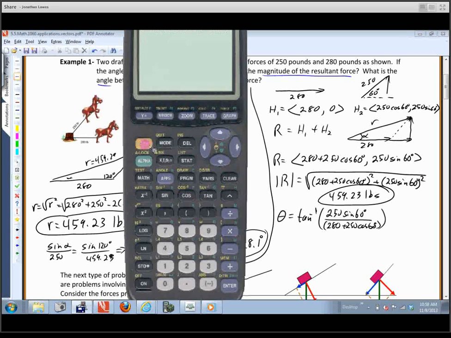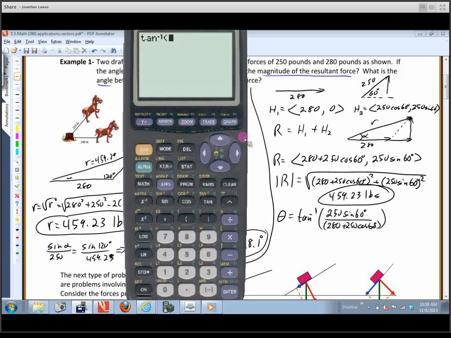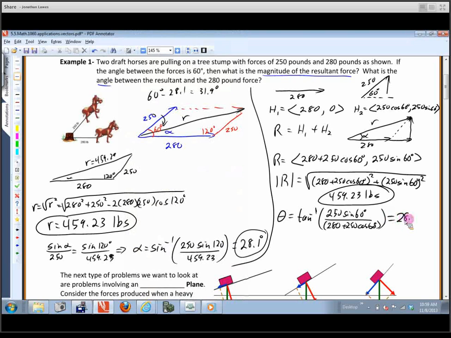So I'm going to do tangent inverse, slide that down just a little bit, okay, and then the top is, I'll put that in parentheses, 250 sine 60 degrees. There's the entire top, divided by, let's put the entire bottom in there, 280 plus 250 cosine 60 degrees. Close the parentheses, hit enter, and there's our 28.1. Okay, so 28.1 degrees.